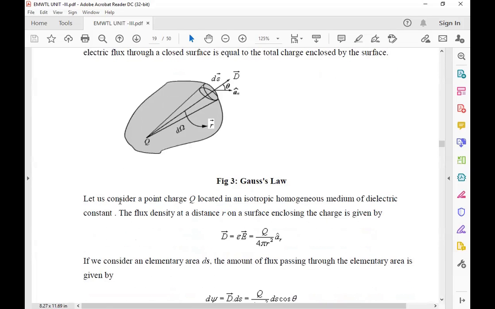Let us consider a point charge Q located in an isotropic homogeneous medium of dielectric constant. The flux density at a distance r on a surface enclosing the charge is given by the same thing we have, the electric flux density and the electric field intensity E bar at the point charge. So let us take it as a point charge here.